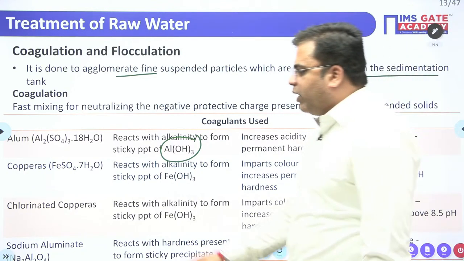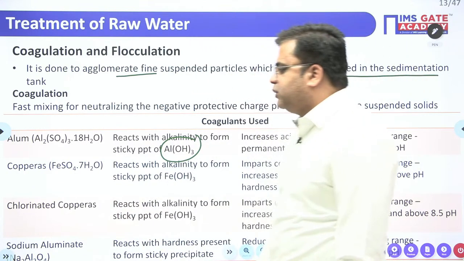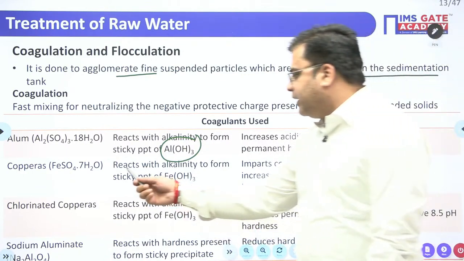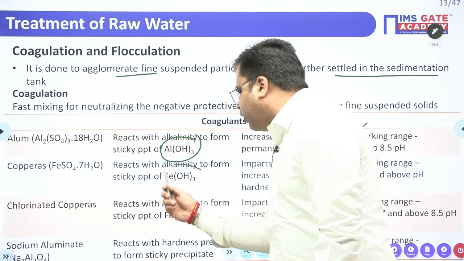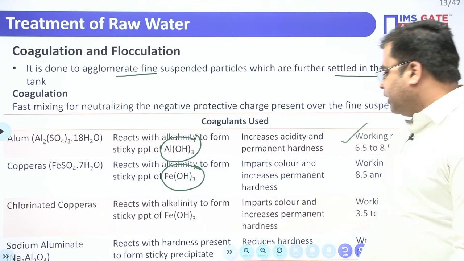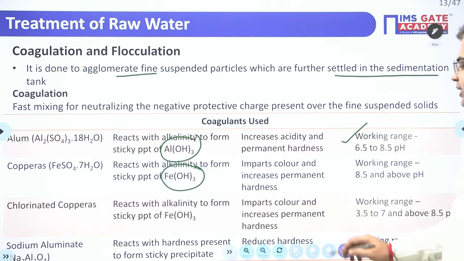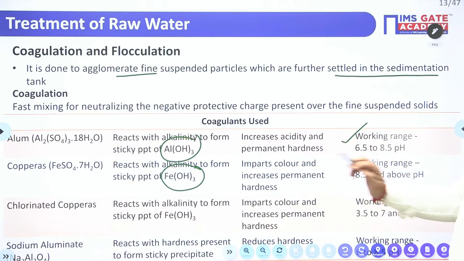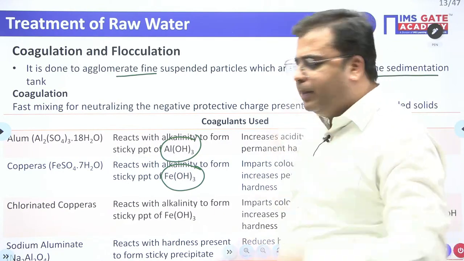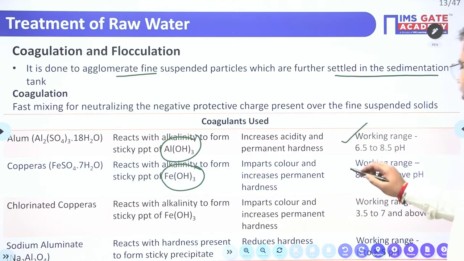The next coagulant that we use is copperas, that is ferrous sulfate heptahydrate, FeSO4·7H2O. It reacts with alkalinity present in the water to form the sticky precipitate of Fe(OH)3. It imparts color and increases the permanent hardness. Please keep these points in your mind, because a statement can be formed in a multiple select question. The working range of this coagulant is 8.5 and above.